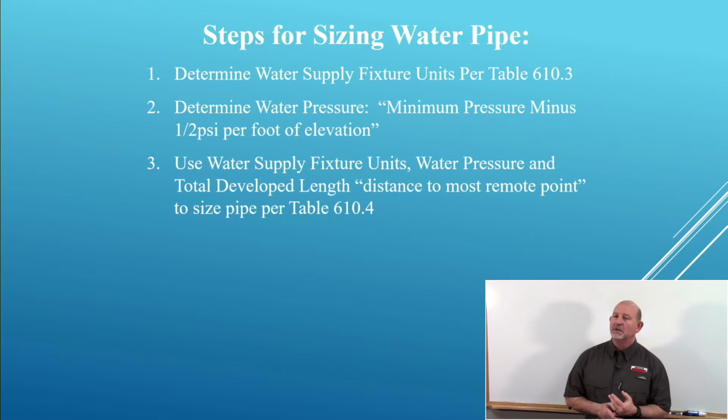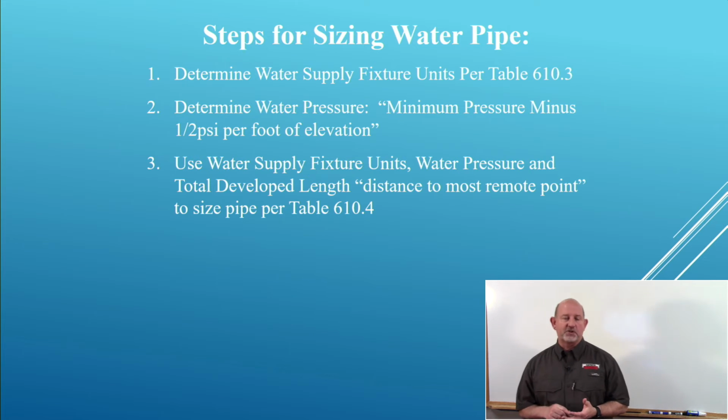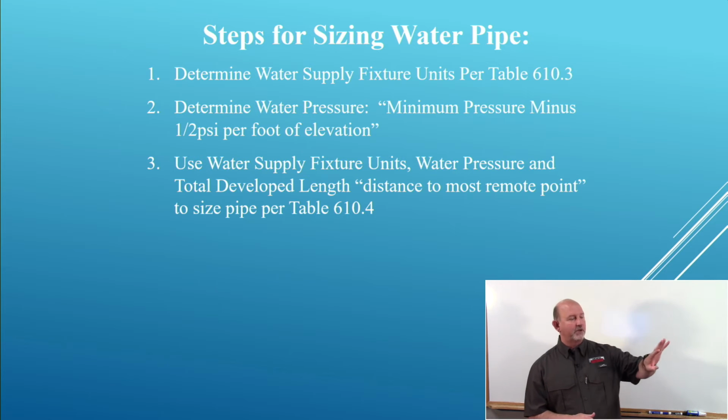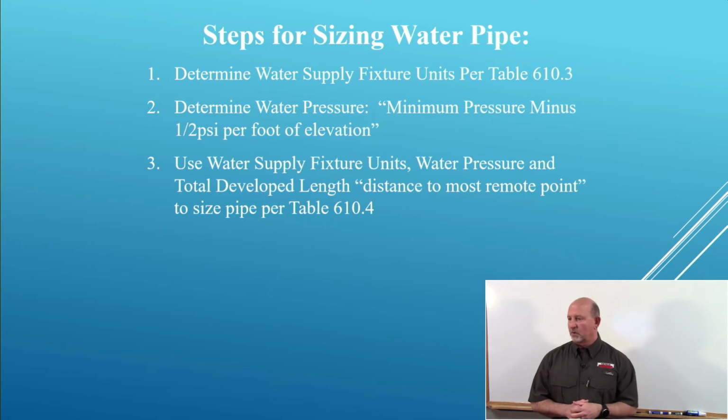Step number 1, we have to determine the water supply fixture units per table 610.3, right? So we took the shower fill, the 3/4 bathtub fill valve, the clothes washer, the bidet. We added those together, right? That was our total demand. And so that's what number 1 is, right? What all are we feeding on this piece of pipe?